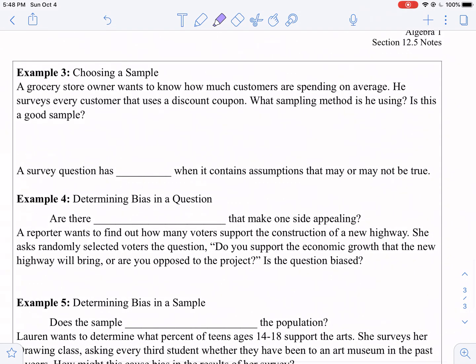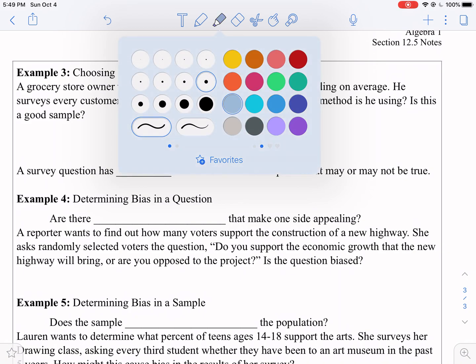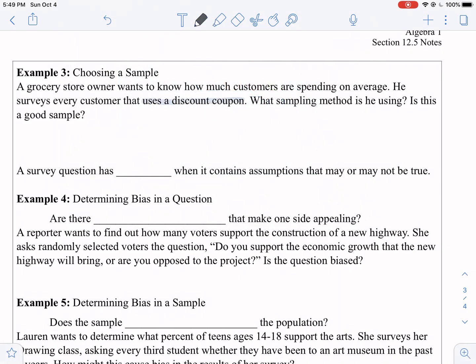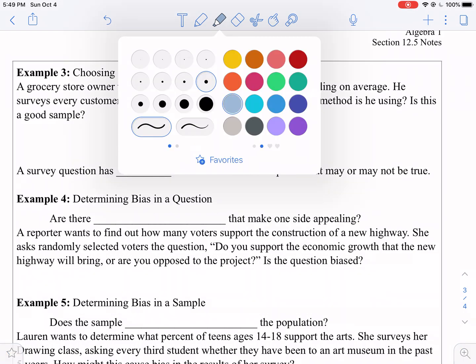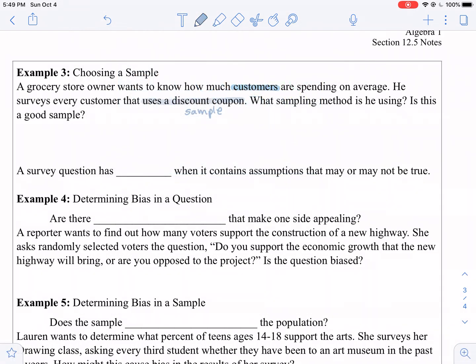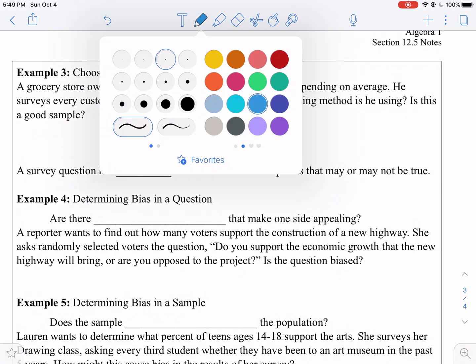So let's say that a grocery store owner wants to know how much customers are spending on average, and he surveys every customer that uses a discount coupon. That's his thing. He can't take the time to interview everybody, so he's just going to pull people that use a discount coupon. So people who use his discount coupon, that's his sample, and the population is all of his customers. So what sampling method is he using, and is this a good sample? This is stratified. He's grouping people.